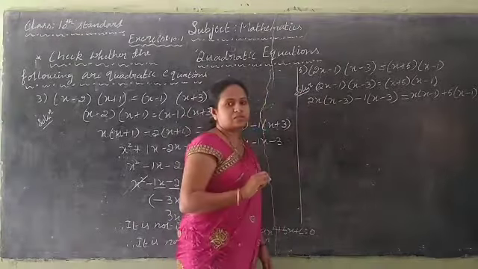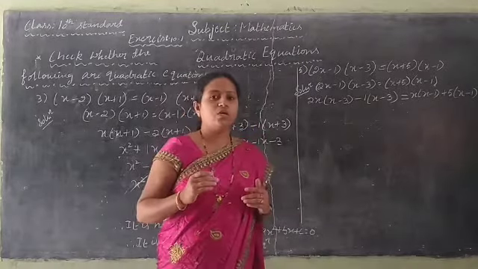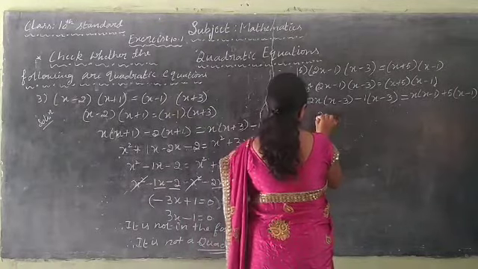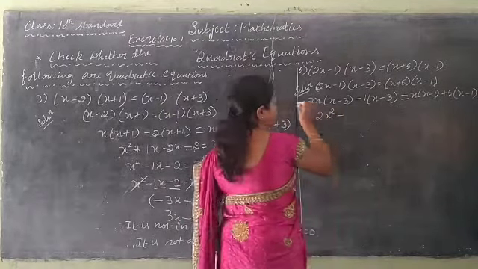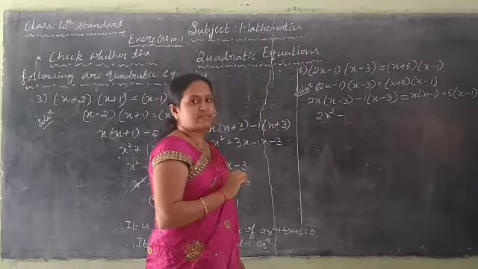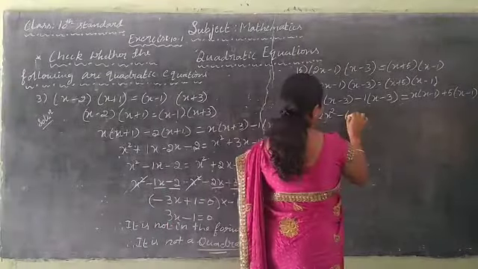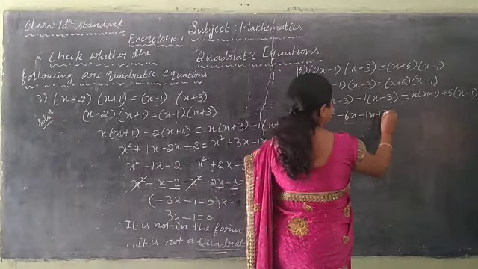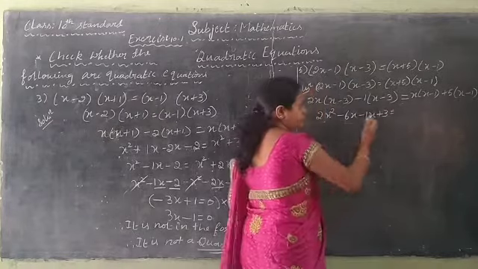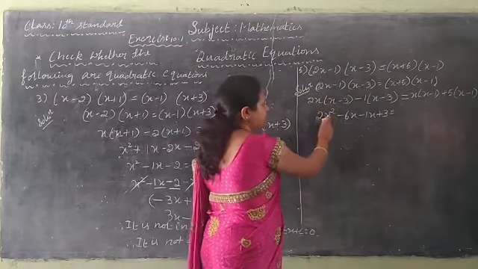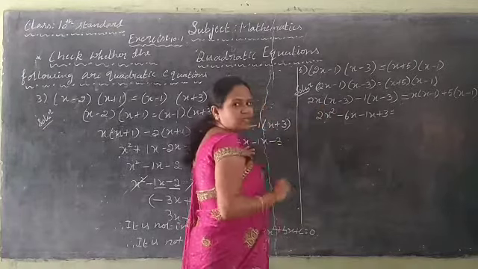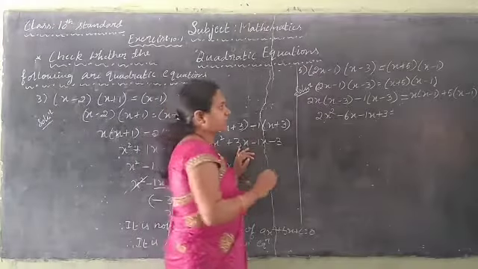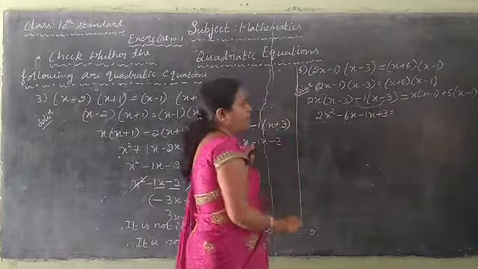Next. See, now go on multiplying, children. 2x into x, we get 2x square. Minus 3 into 2x, 3 twos are 6, 6x. Minus 1 into x, minus 1x. Minus into minus is plus, 1 threes are 3, isn't it?